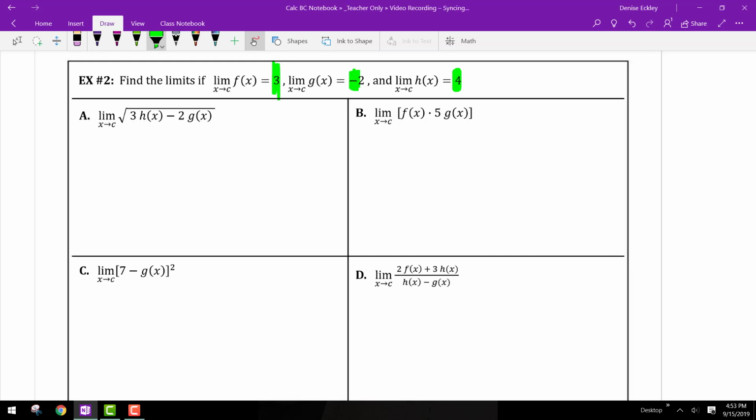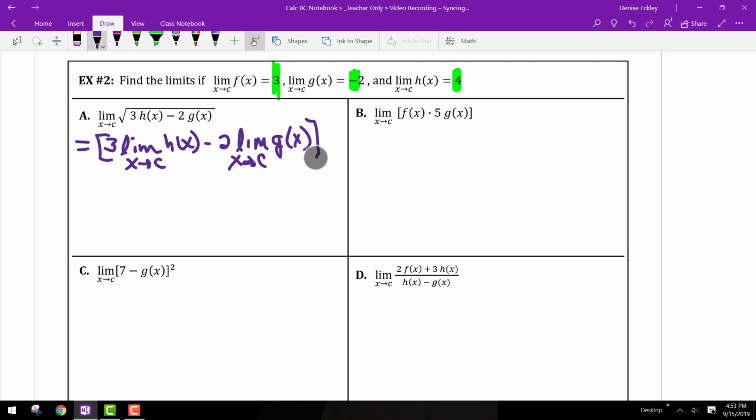So the first one, we're finding the limit of the square root of 3 times h of x minus 2 times g of x. So we want to rewrite this using our limit properties to look like this. This is going to be, in parentheses, 3 times the limit as x approaches c of h of x minus 2 times the limit as x approaches c of g of x. And the reason why I started that bracket is because the whole thing, when we find the value, we're going to take the square root or raise it to the 1/2 power.